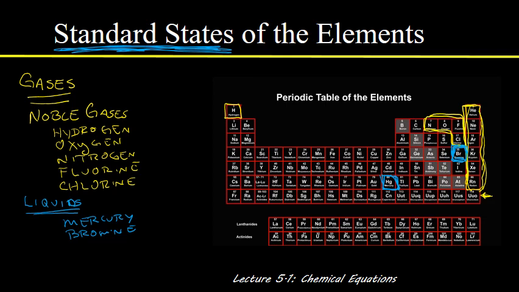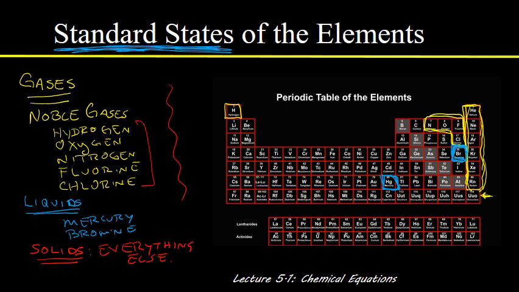And then solids, obviously. Solids are just everything else. Okay. So when you're writing or discussing chemical reactions, you should be able to recognize the states of most species. For all of the elements, you should know this. Know the gases are the noble gases plus these few that you're familiar with. There are two liquids, mercury and bromine, and everything else is a solid.